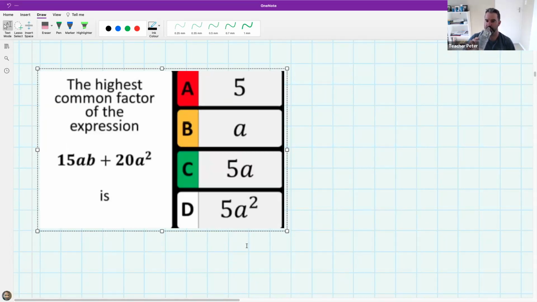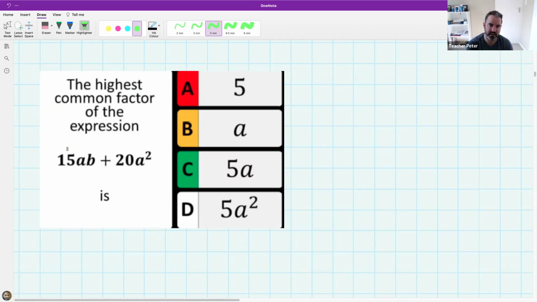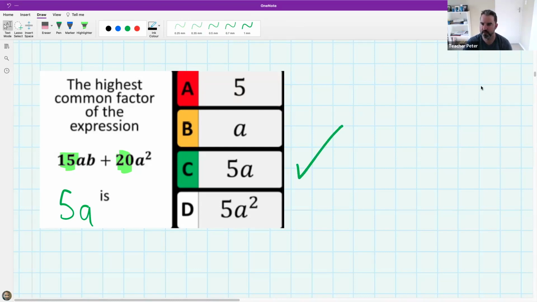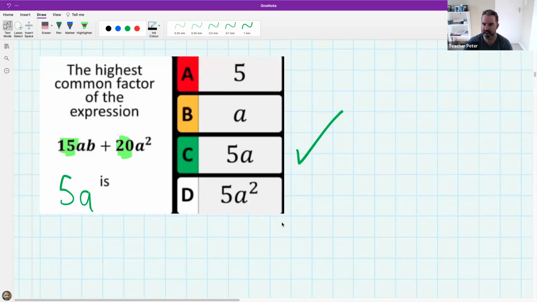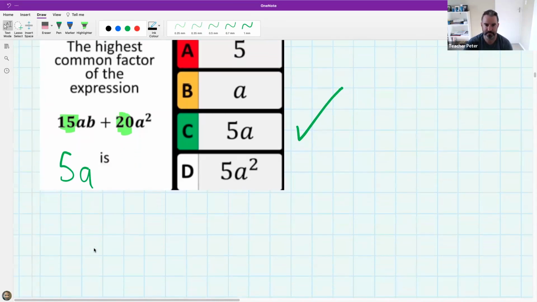So which of the 4 options? Keep the answers coming. So if I look at 15 and 20, then I know the highest common factor there would be a 5, but I also have to look at the variables, and there's an A that's in common to both of these. So my answer would be C. So that's my answer. And so we have 5A, and I see lots of students agree with me, which is awesome. Okay, so we have 5A there.